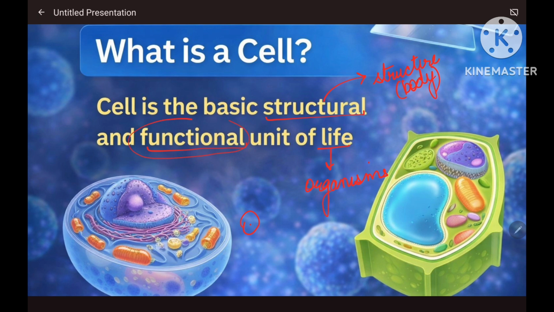Why is the cell called the functional unit of life? All the processes happening inside our body like digestion, breathing, excretion, movement, all these processes are possible because of cell. So the function of the body depends on the activities of cell. That is why cell is also called the functional unit of life. So I hope now it's clear why it is called structural and functional unit of life.